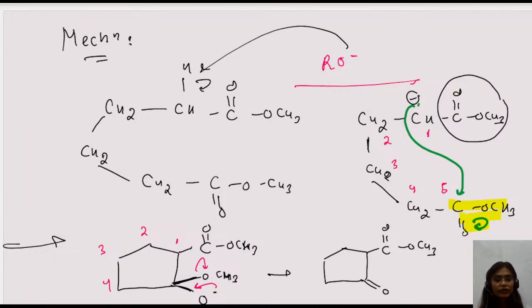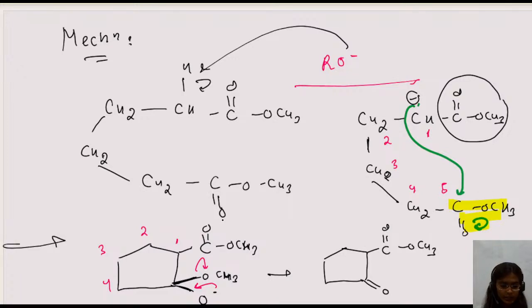Everything is ditto. If you're observing what we are doing every time: extracting a hydrogen with a base, then enolate formation, then attack, then the bond opens up, and then hydrolysis. That's the same thing we are doing again and again. Okay, so this is how we are getting the beta keto ester. So I guess it's the fifth naming reaction.